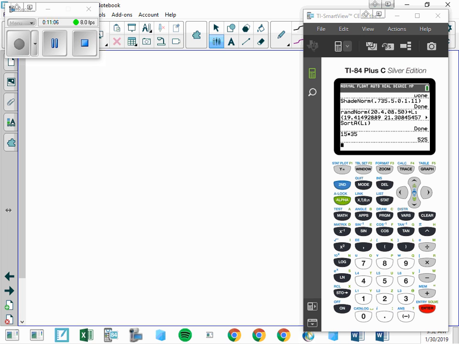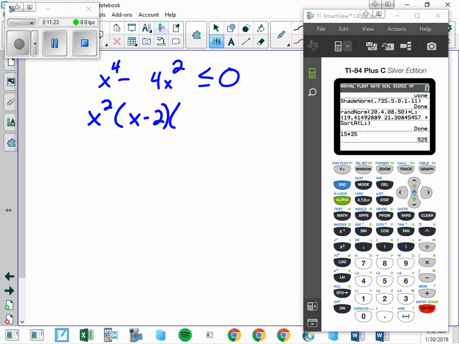All right. Who wants to see 11? Probably everybody, right? Okay, so we have x to the fourth minus 4x squared is less than or equal to 0. That is x squared times x minus 2 times x plus 2 is less than or equal to 0.